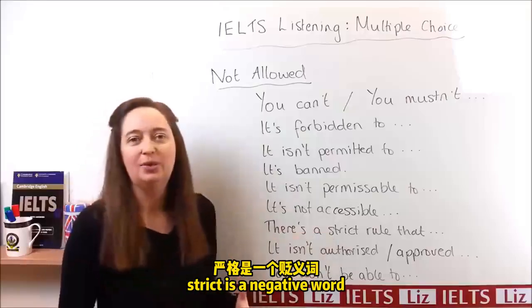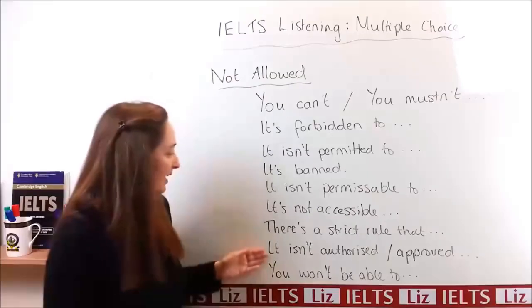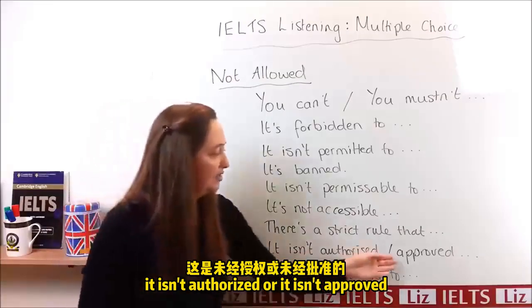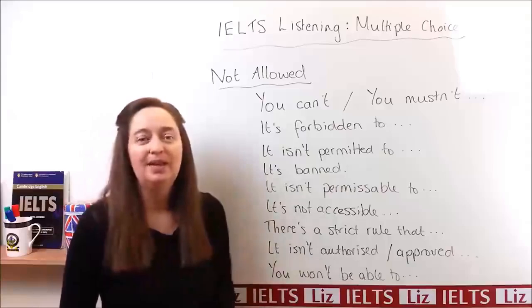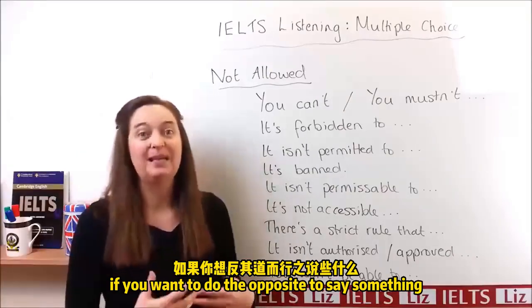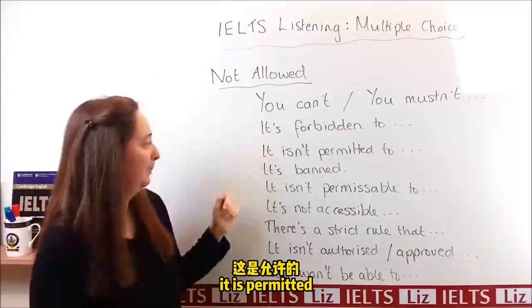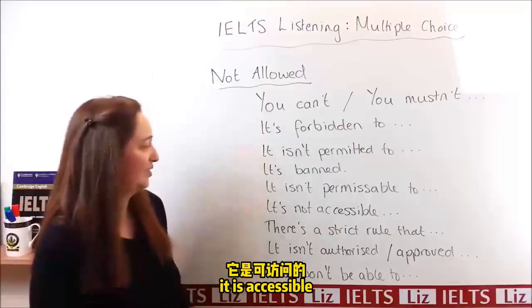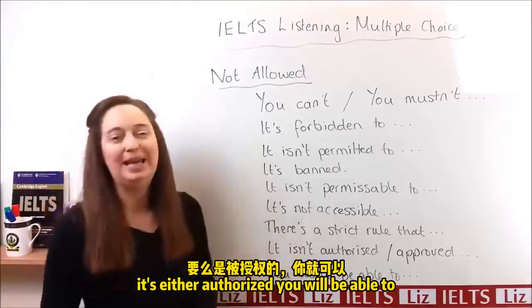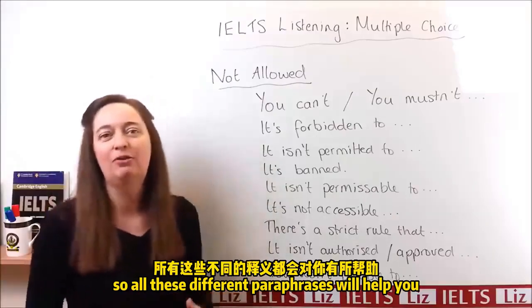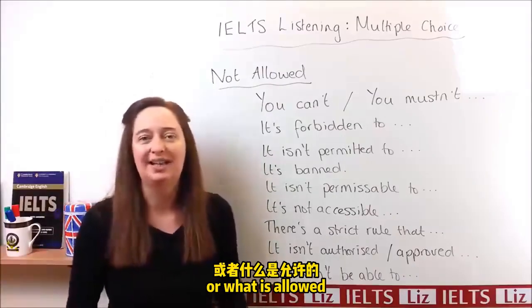Strict is a negative word. So that means that you can't. It's a rule to stop you. It isn't authorized or it isn't approved. And of course you could say you won't be able to. If you want to do the opposite, to say something is approved, of course you say you can, it is permitted, it is permissible, it is accessible, there is no strict rule, it is authorized, you will be able to. So all these different paraphrases will help you when you get a question about recommendations or what is allowed.